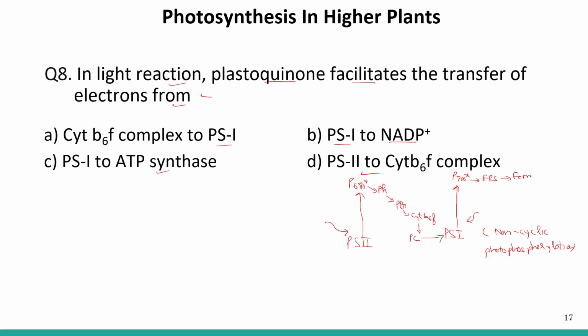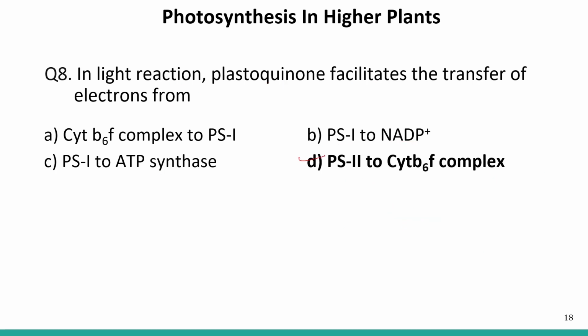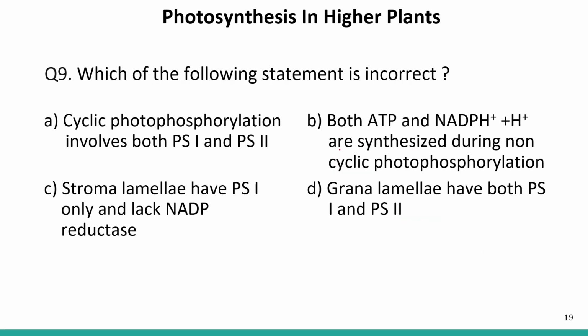Then we have ferredoxin. Okay, and finally what happens? Electrons are transferred to NADP plus, which is converted into NADPH. Alright, so what should be the answer here? Plastoquinone facilitates the transfer of electrons from photosystem 2 to cytochrome B6F. So option D is the correct answer here.